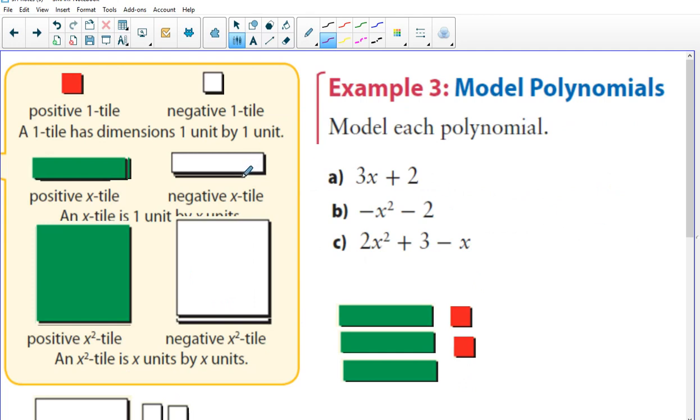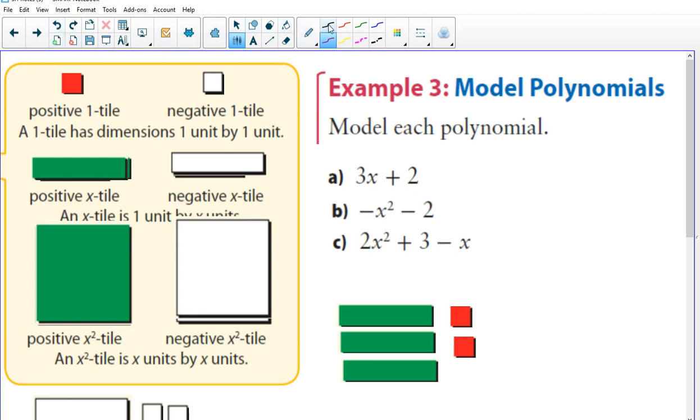Okay, last thing we're going to look at today is modeling polynomials. And we look at being able to draw the model for an expression using tiles. And then the other thing is that we can use tiles to write an expression. So first of all, just about the tiles. In our textbook, they color them green and red if they're positive, and they leave them white if they're negative. If you get a photocopy of something, gray or shaded is considered positive, and unshaded would be considered negative.